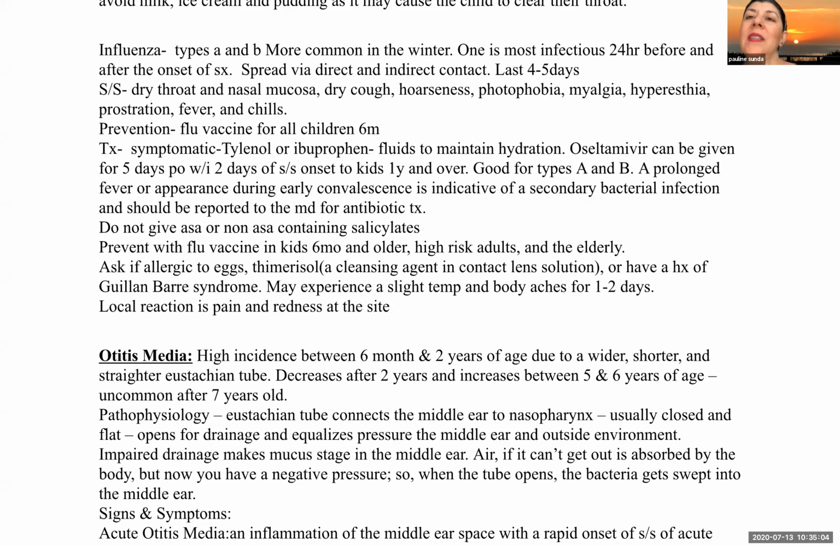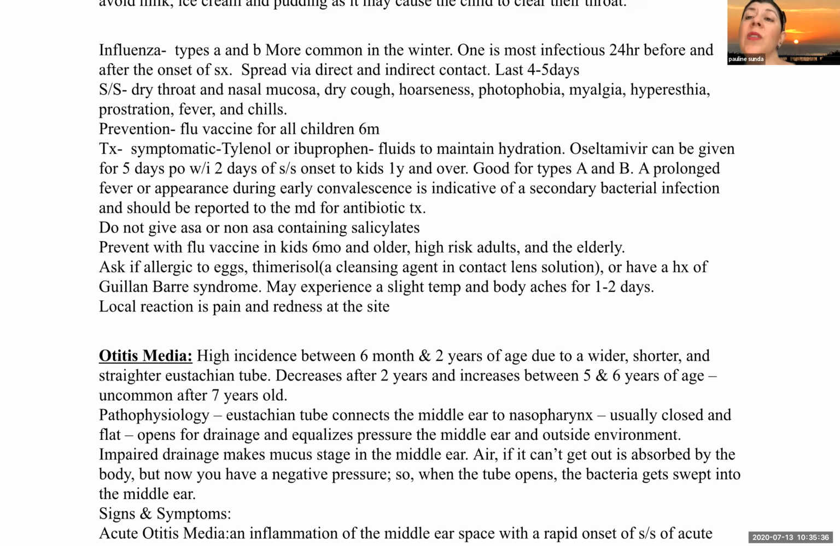Influenza. A couple of different types, types A and B. This is more common in the winter. You are most infectious with influenza 24 hours before the onset of signs and symptoms. It is spread via direct and indirect contact, and it typically lasts 4 to 5 days. Signs and symptoms are dry throat and nasal mucosa. They can have a dry cough. They may be hoarse. They may be light sensitive and have body aches. They may be very weak. They may have a fever and chills.